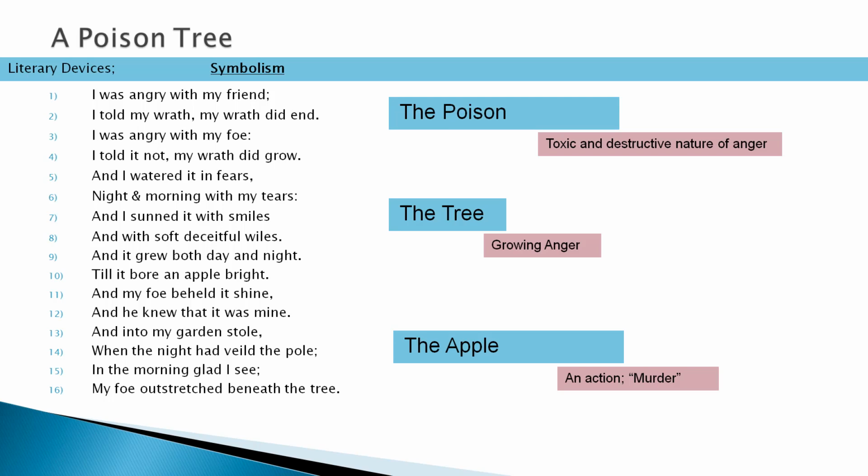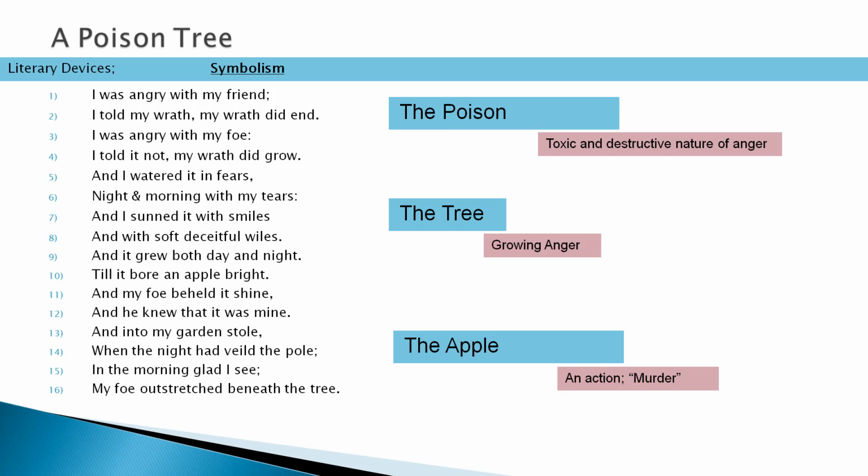The apple was shiny and bright, and it attracted and tempted his enemy, and when the enemy consumed that apple, he was killed. So the third symbol, the apple, symbolizes the outcome of the speaker's brooding resentment. Just as he encouraged his anger to grow by ignoring it and pretending it did not exist, so he eventually caused it to come out and show itself in the form of a bright apple. The apple is bright and shiny in order to attract his enemy to it.